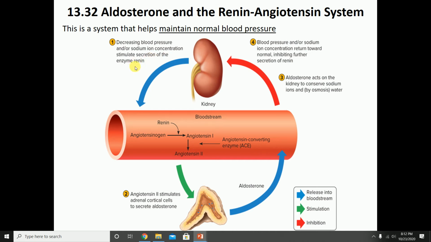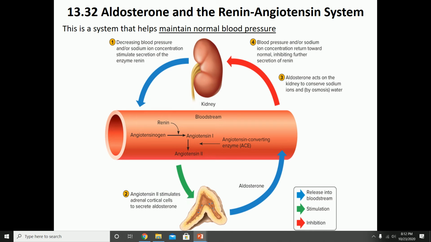will stimulate the kidney to make an enzyme called renin. Now renin will reach the bloodstream, and it will change this protein that is found normally within the bloodstream, known as angiotensinogen, into angiotensin 1. Angiotensin 1, through the action of an enzyme known as ACE, or angiotensin converting enzyme, changes into angiotensin 2.